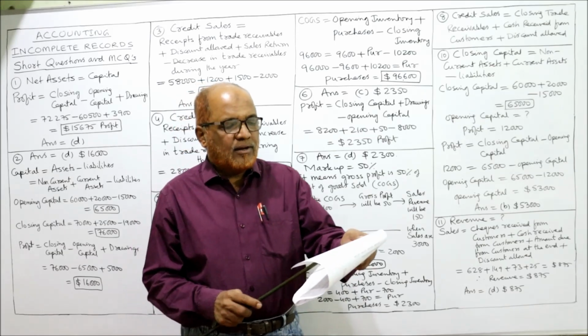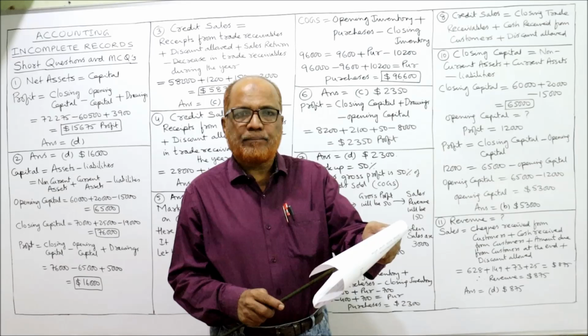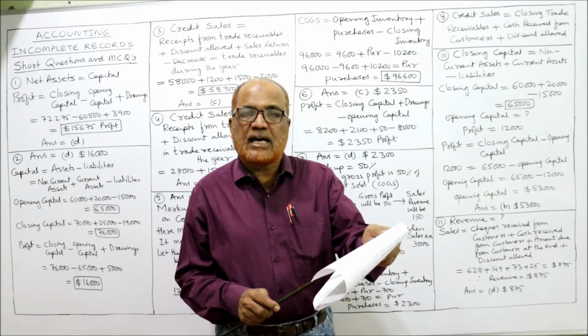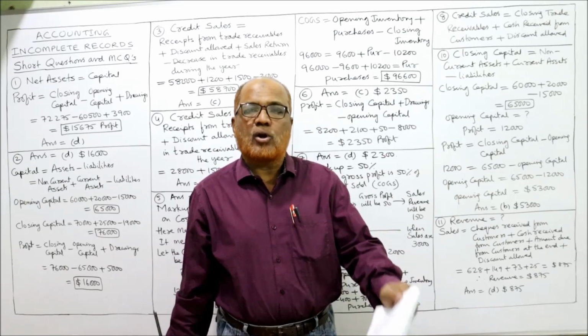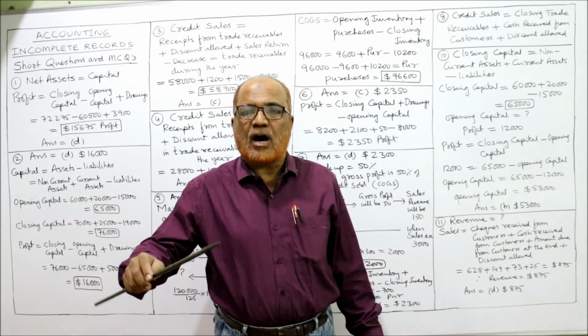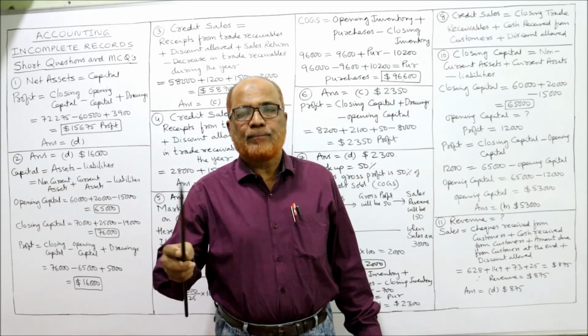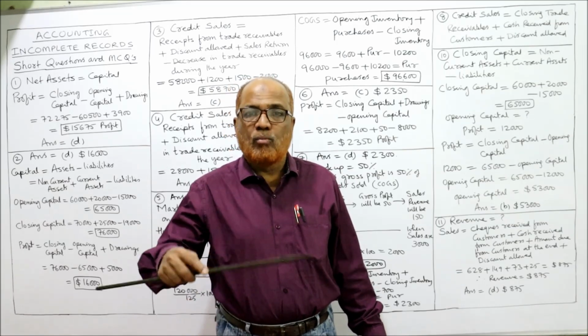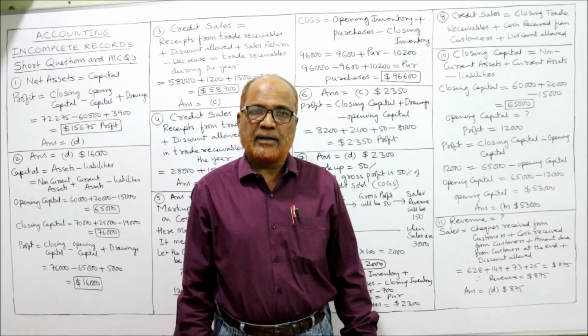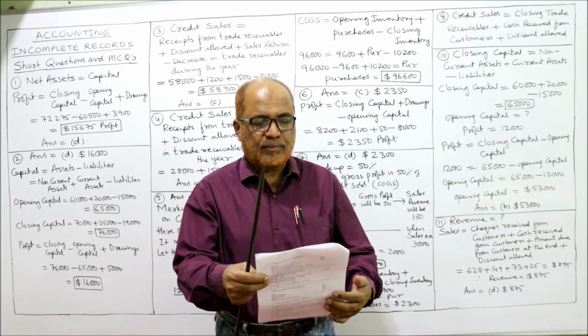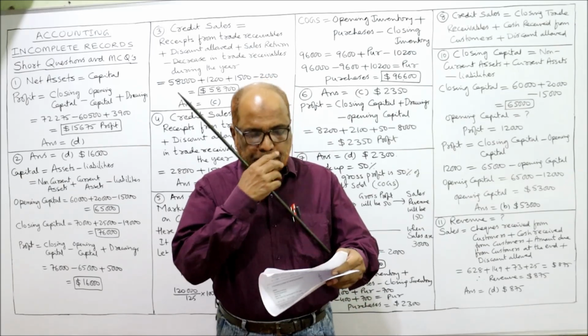Right? So here 4 options are given, A, B, C, D. Last option D is correct. Profit for the year is greater than the annual drawings. The profit are more than drawings. That is the reason why the closing capital is more than the opening capital. So D answer is right for 9th problem. Now come to 10th one.